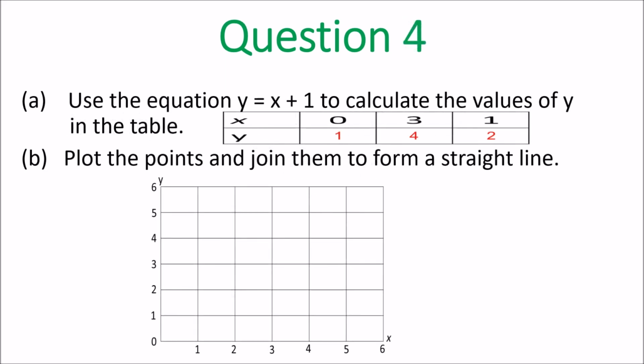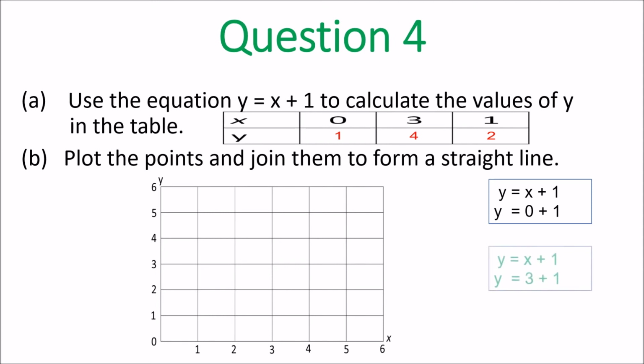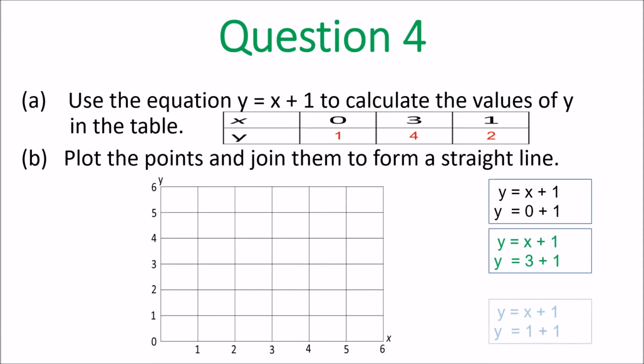Question 4. Use the equation y is equal to x plus 1. And your numbers should be 1, 4, 2 for y. And how you calculated it: y is x plus 1, when x is 0, y is 1. So that's where we got the 1 from. When x is 3, y is 3 plus 1. That's where we got the 4 from under the 3. When x is 1, y is 1 plus 1. That's where we got the 2 from under the 1.